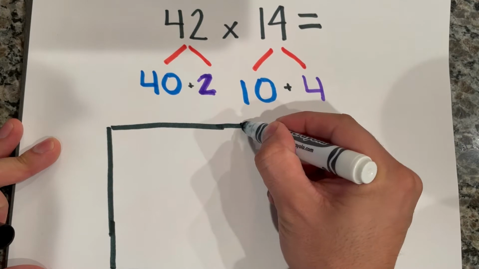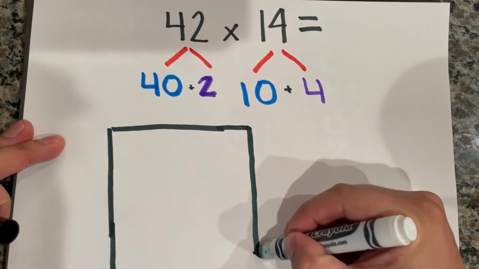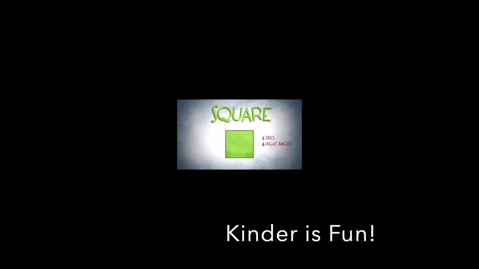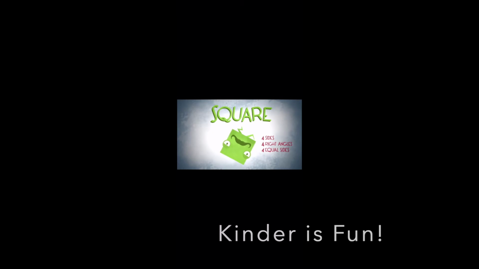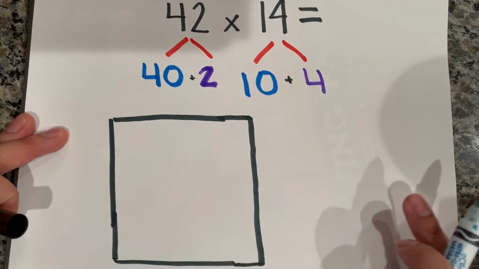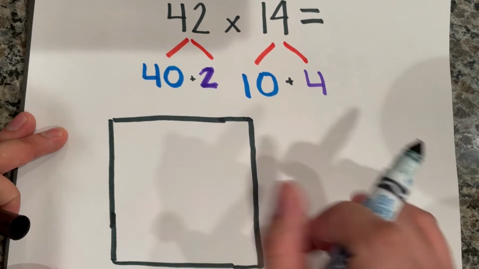If you guys remember what a square is, I hope you do. If you don't remember what a square is, we might have to send you back to kindergarten. A square is a 4-sided shape with 4 right angles and 4 equal sides. So you can spin it like a top, and when it stops, it's going to look the same. All right, so there is our area model that we're going to be working with.